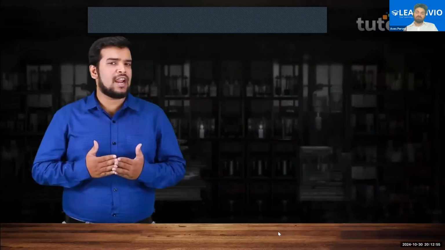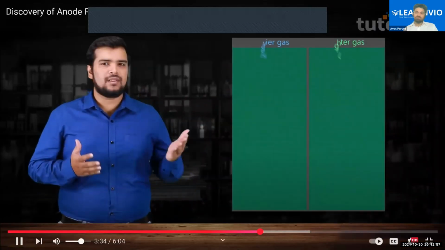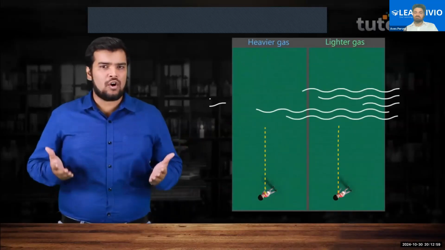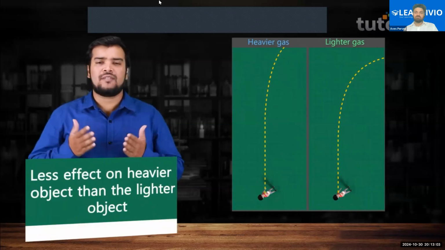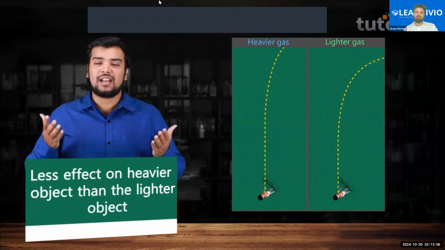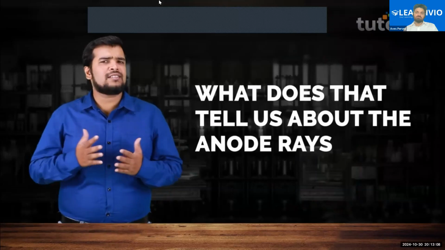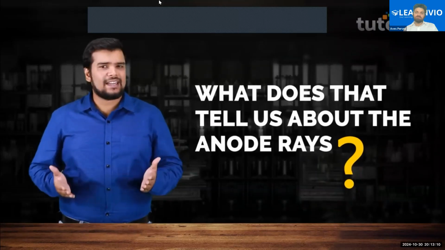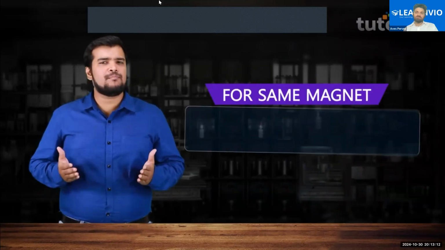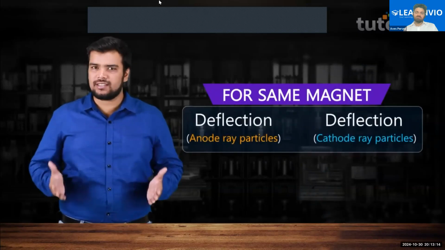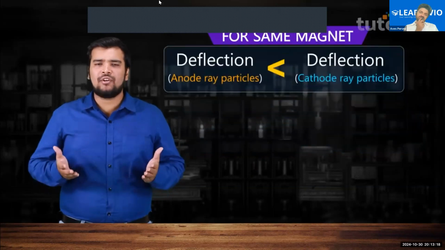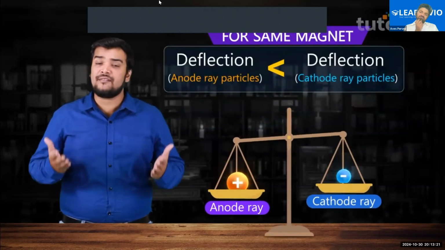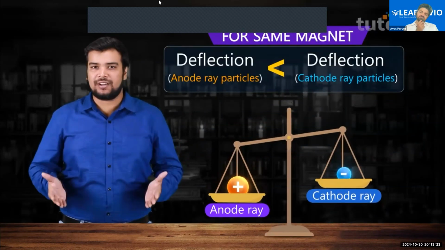We learned in our ball and wind example that the effect of a perpendicular force on a particle moving in a straight line is always less in the case of a heavier object compared to a lighter object. So what does that tell us about anode rays? That tells us that even though we are using a magnet of the same strength in both cases, the deflection in the case of anode rays is less because anode rays must be made of particles which are heavier than the particles in the cathode rays.